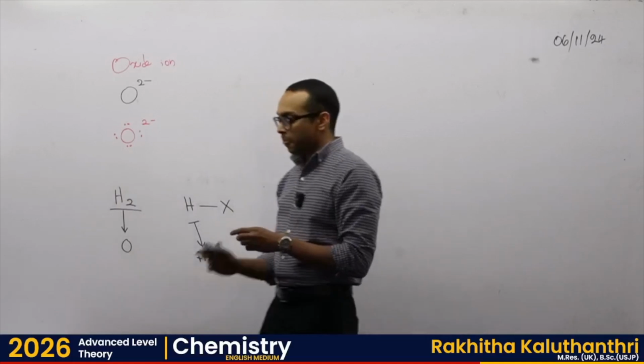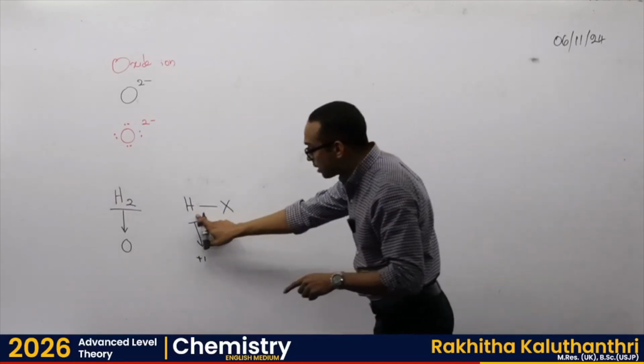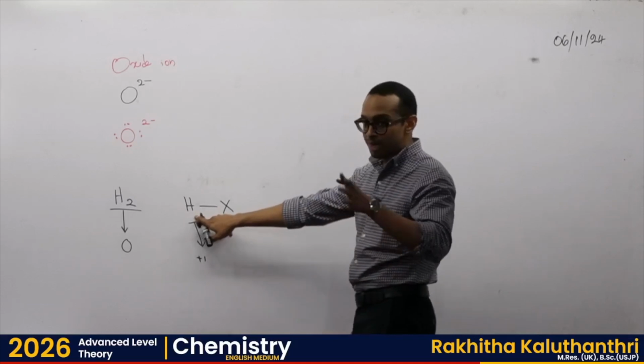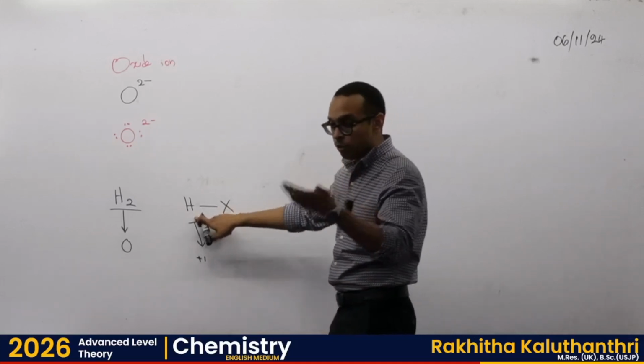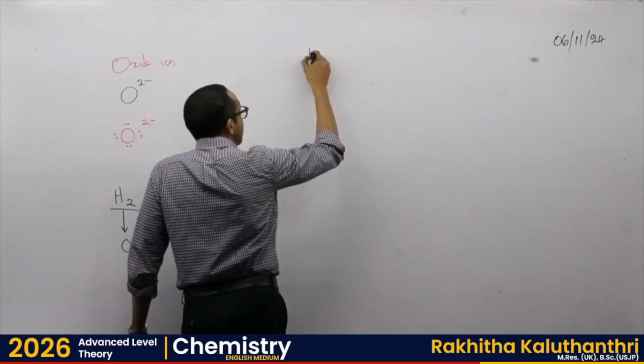So because of that, students, when hydrogen is forming compounds with metals like sodium or calcium or potassium, or in other words, we say metal hydrides.